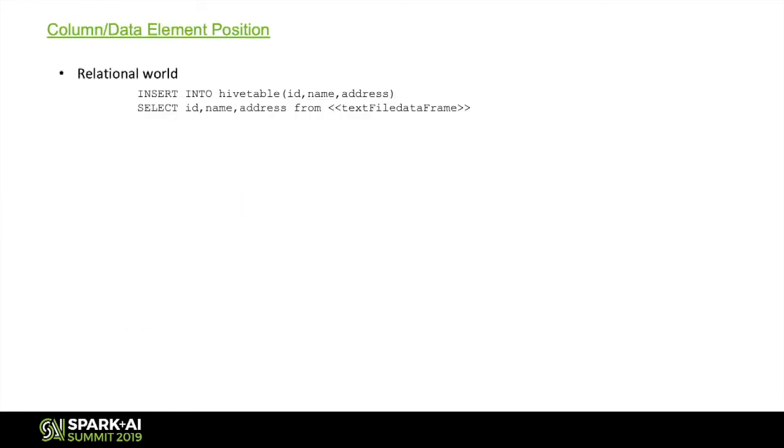In the traditional relational world, you go with this query. To handle the situation in the relational world, you say insert into Hive table, and within parentheses you say ID, name, and address, and you select ID, name, and address in the same sequence. It solves your problem, right? So how do you do it in Spark?